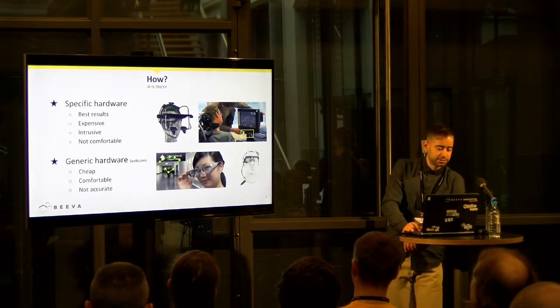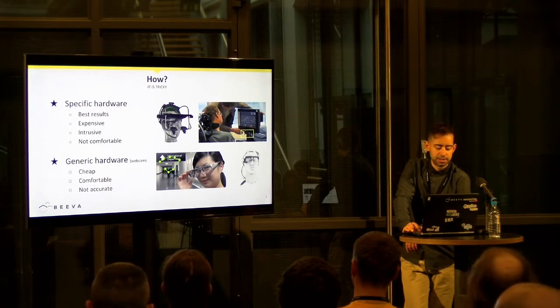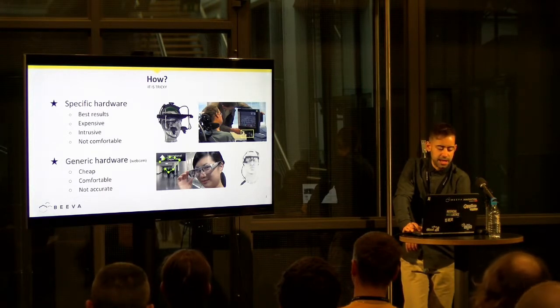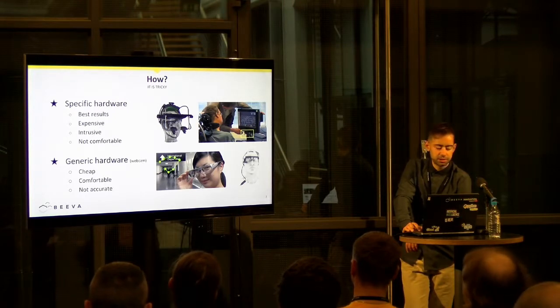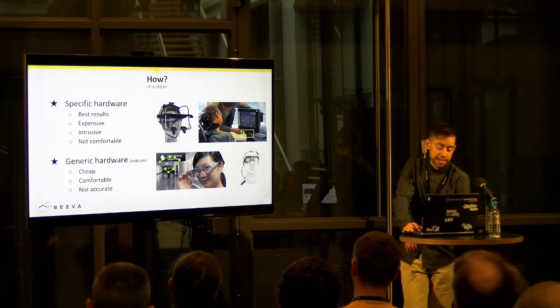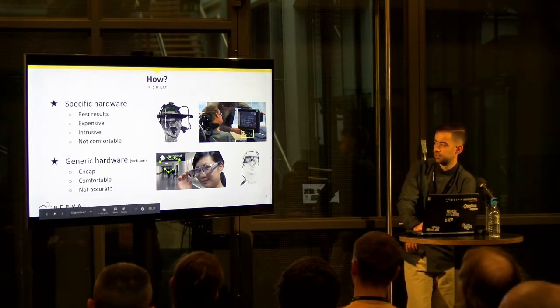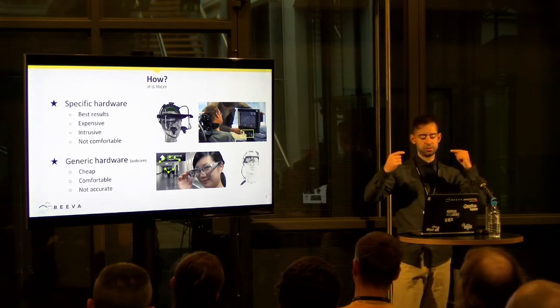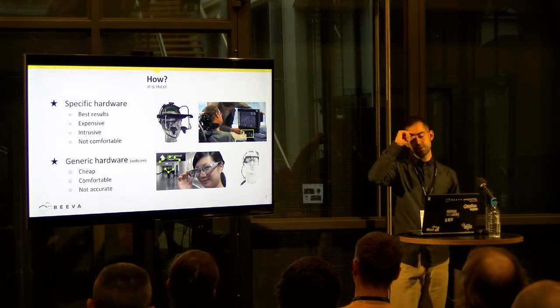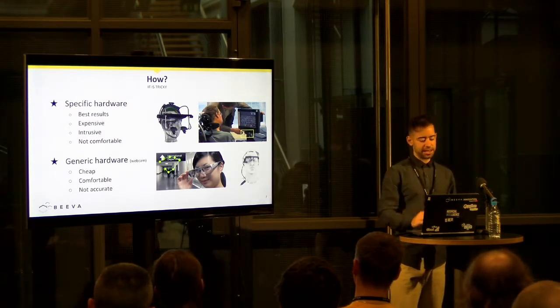So how is eye tracking performed? If you want to do it seriously, you want to be professional in this way, it's better to use specific hardware. It gives you the best results. You have to buy some hardware. I think the latest one is this one. It's like a glasses frame, where you have two cameras pointing at your eyes, and then you have a camera in the middle, so you can see the eyes and what the user is looking at in real time.